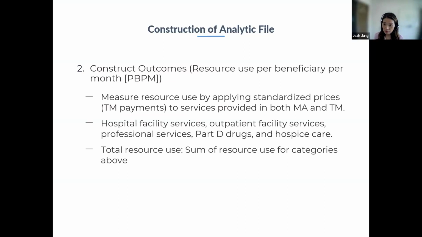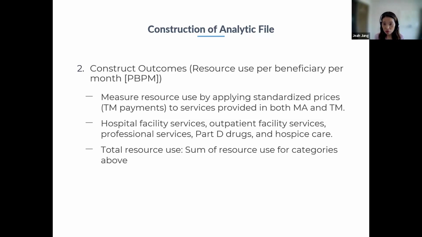Now the second step is constructing outcomes. Our first outcome measure is resource use per beneficiary per month, PBPM. To calculate this, our goal was not really looking at one specific type of service, like inpatient, where you can simply use inpatient utilization, or outpatient number of physician visits. I wanted to be able to combine all these inpatient, outpatient, Part D, and hospice, and come up with a total cost.